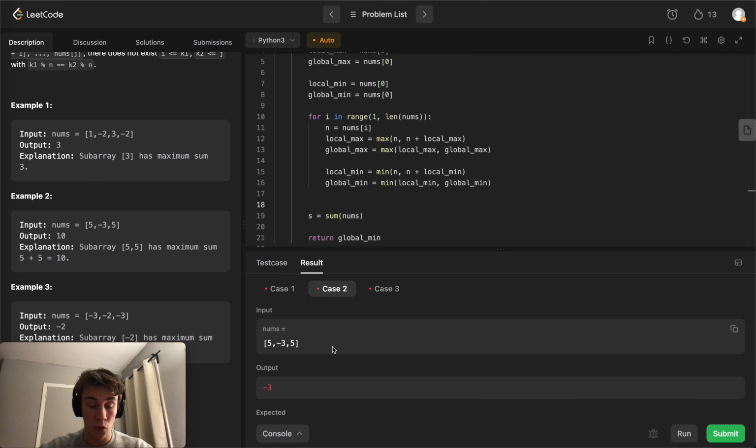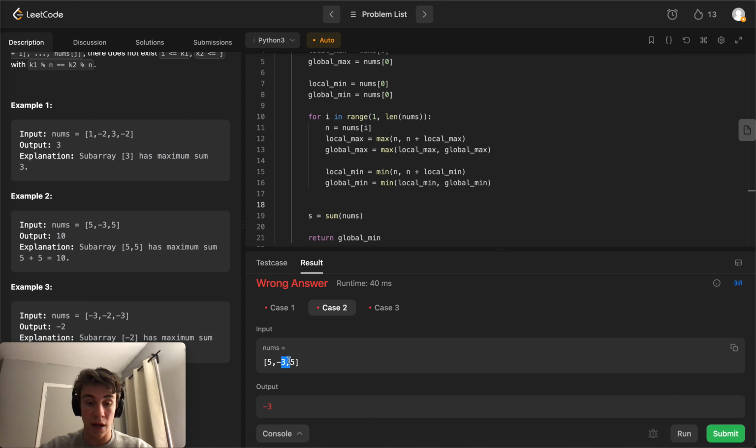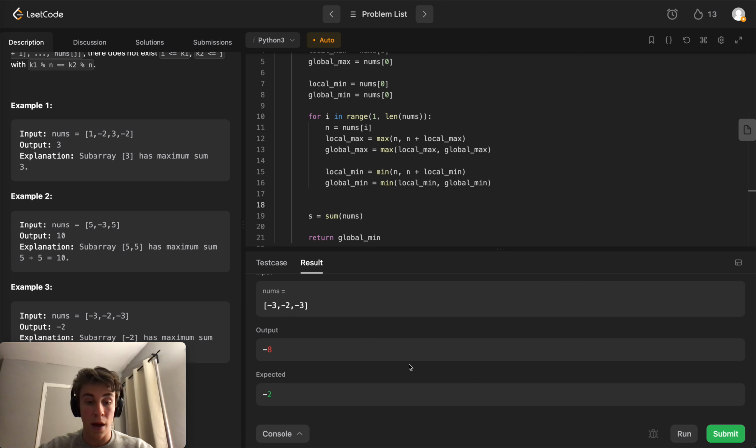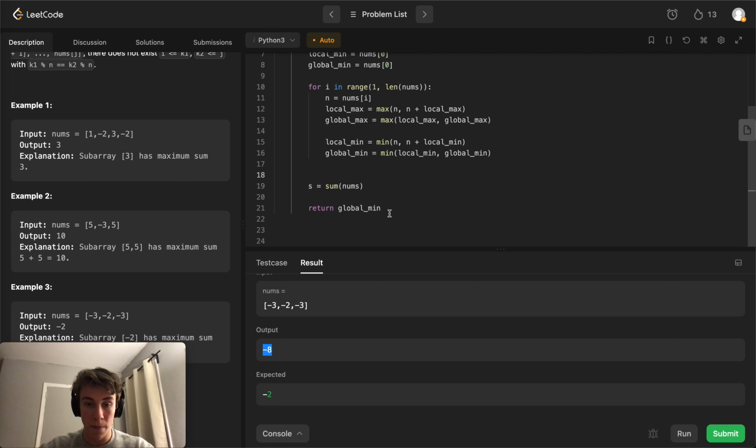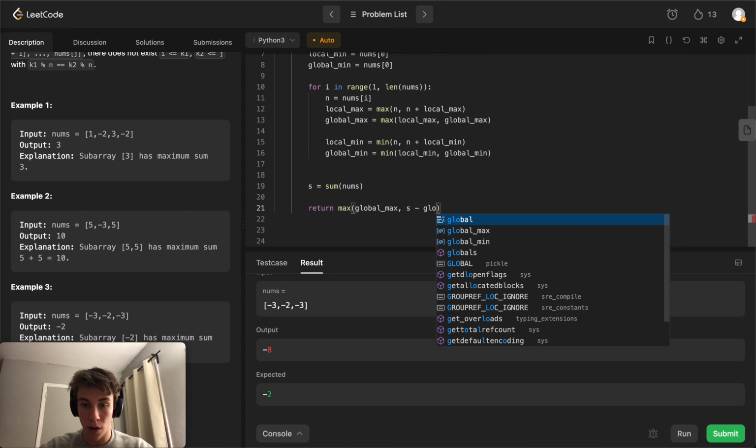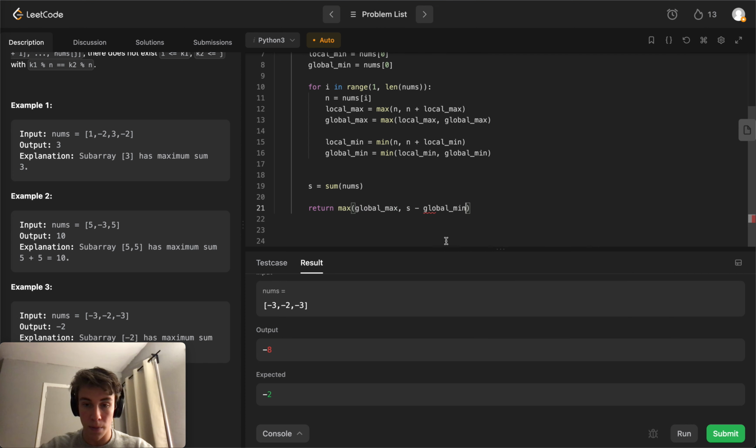This is still -2 because it doesn't happen to be the first value. This is -3, and this should be -8. Correct. Perfect. So now that we have this out of the way, let's return once again the max of global max versus s minus global min. Let's see if this works.